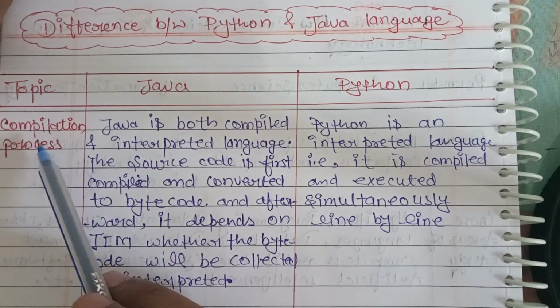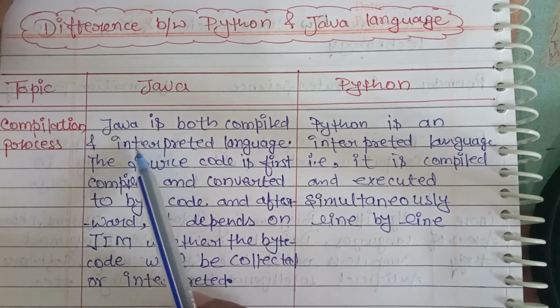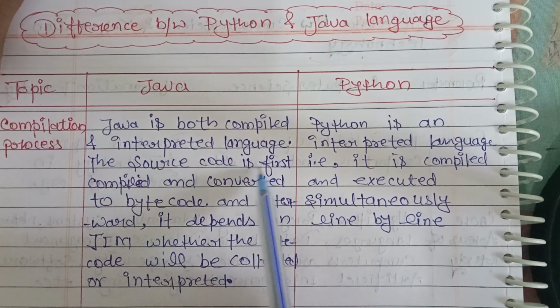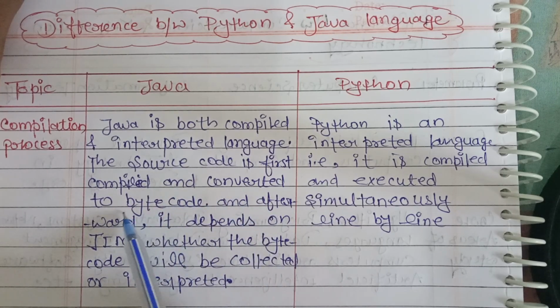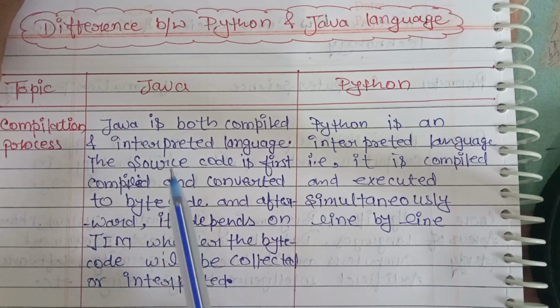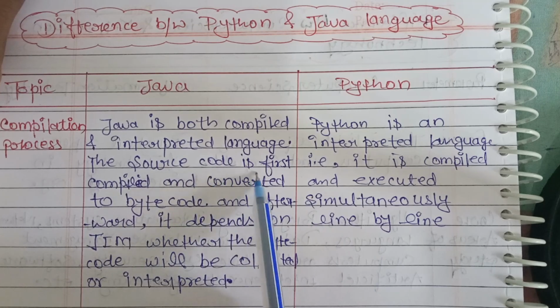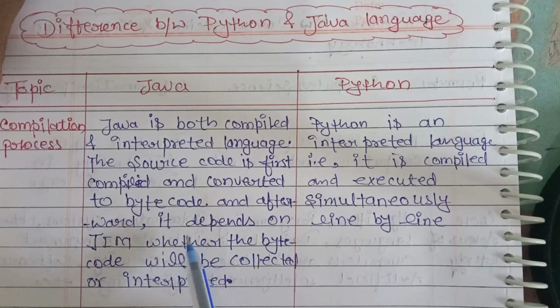The first topic is the compilation process. Java is both a compiled and interpreted language. The source code is first compiled and converted to bytecode, and afterward it depends on the JIT whether the bytecode will be compiled or interpreted.